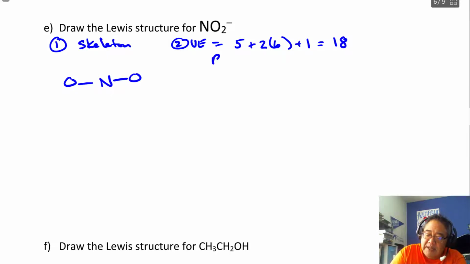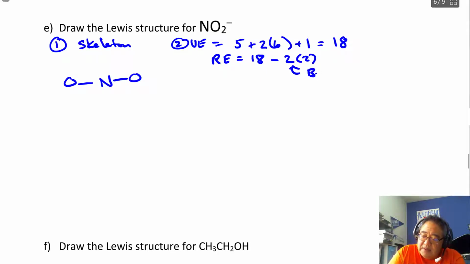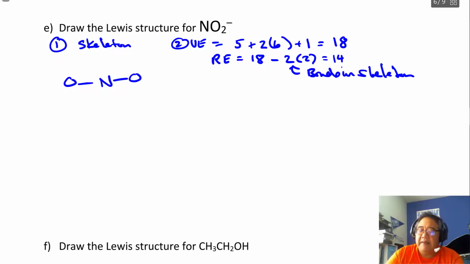Now, I'm going to calculate my remaining electrons. So I'm going to take 18, and I'm going to subtract 2 times 2, because this is the number of bonds in the skeleton, right? Bonds in skeleton. And so that's going to be 14, okay? And then I'll distribute those electrons, again starting with the oxygens, the outside atoms first, and if there's anything left, I'll just dump them on the inside.